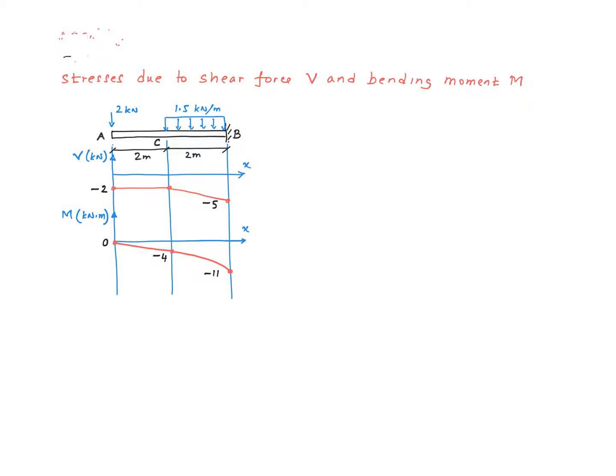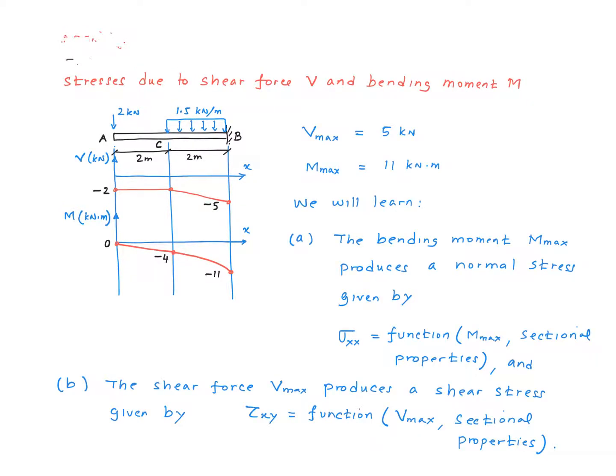In this particular example, we can see the shear force varies from -2 at point A to -5 at point B, and the bending moment varies from 0 at this point to -11 at point B, right? For this problem, from the shear force and the bending moment diagrams, we see that the absolute value of the maximum shear force is 5 kilonewton, and the maximum bending moment is 11 kilonewton meter, right? And they happen to occur at point B.